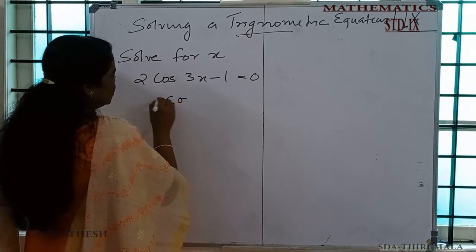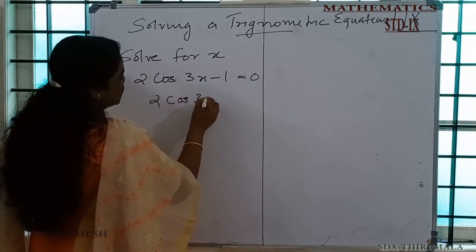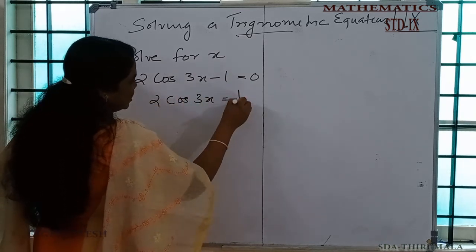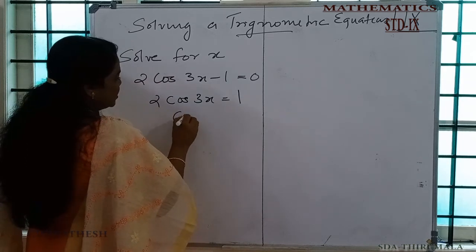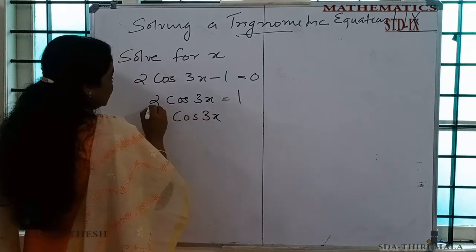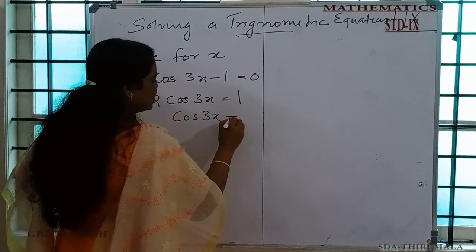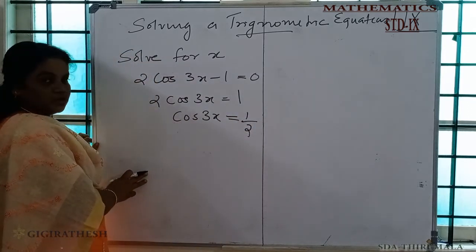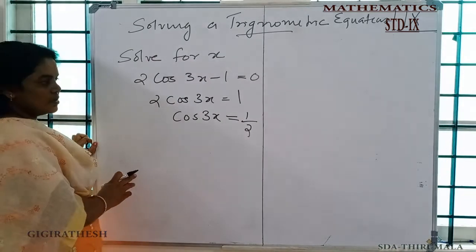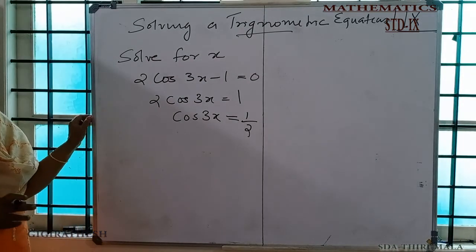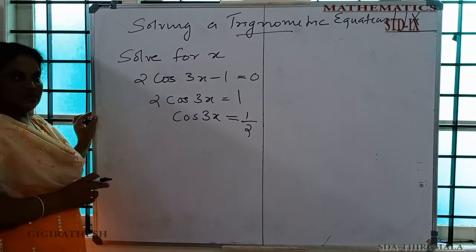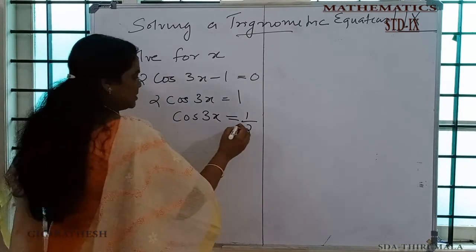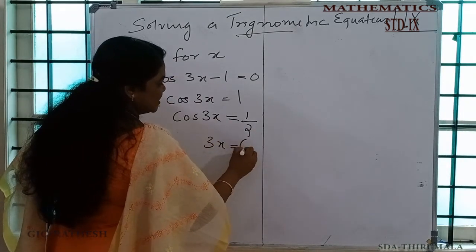Taking this 1 to the right side, 2 cos 3x is equal to 1. And then cos 3x is equal to, taking this 2 also to the right side, 1 by 2. What is the value of cos that gives 1 by 2? Cos 60 degree is equal to 1 by 2, so 3x is equal to 60 degree.